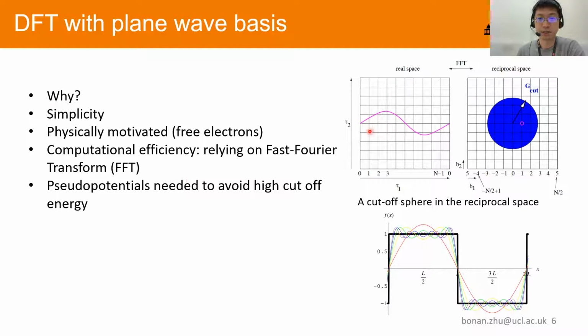So here is an example. In real space, you have a plane wave, and in reciprocal space, for a given boundary condition, you have many plane waves. So this is like an infinite basis set, but in reality, you only choose a certain cutoff energy. So only the points included in this cutoff sphere are included in the basis set.